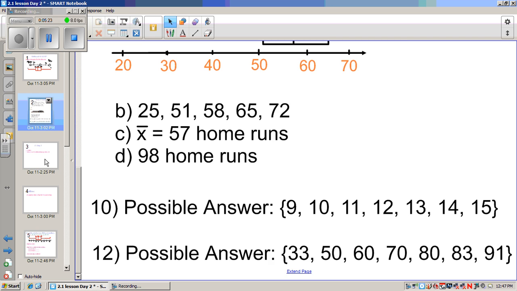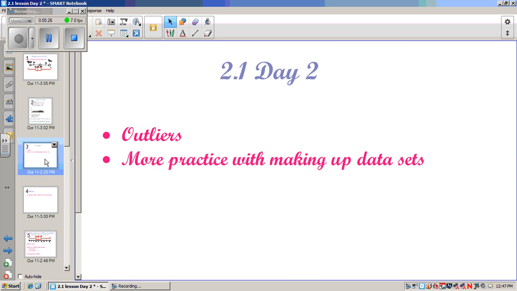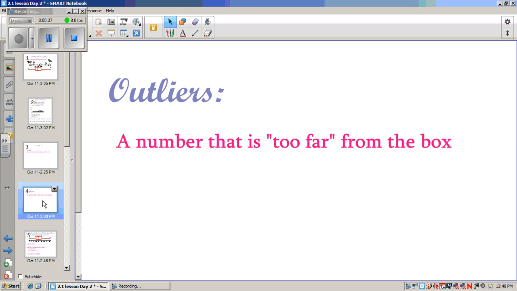So what we're going to do today is look at 2.1 day 2, which does discuss outliers and more practice with making up data sets. We're going to do 2 outlier problems and a couple of making up data set problems. So to start with outliers, we're going to look at what the definition of outliers is.